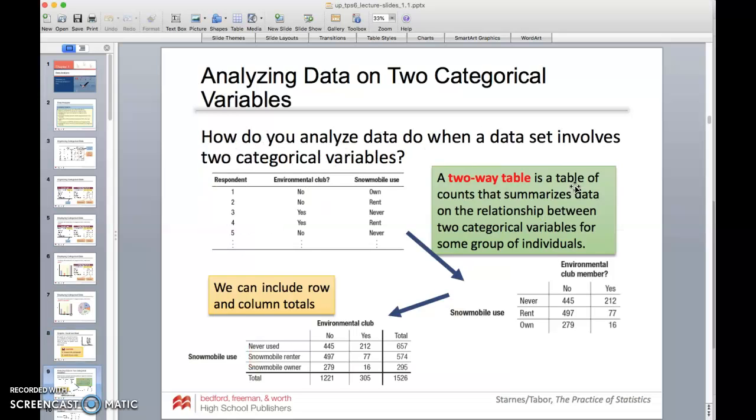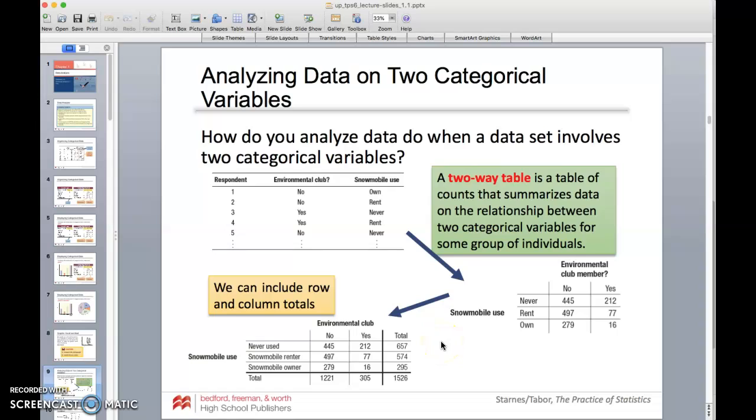All right, so how do you analyze data when the data involves 2 categorical variables? So we're going to talk about a two-way table. It's a way to put 2 things on there, and it's kind of nice where you can summarize those up. So now we can do things here where we have environmental club member or not, and then there's snowmobile use. So we can compare those 2 things, and we can do some totals here. We can just add up the rows and the columns, and you've got some totals to look at. So you can compare the two variables.